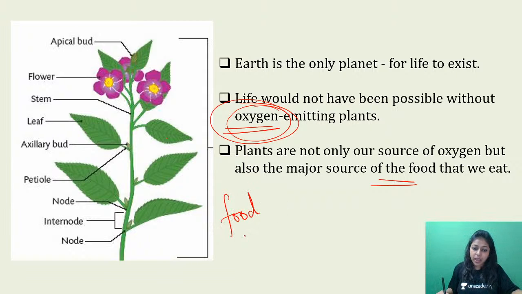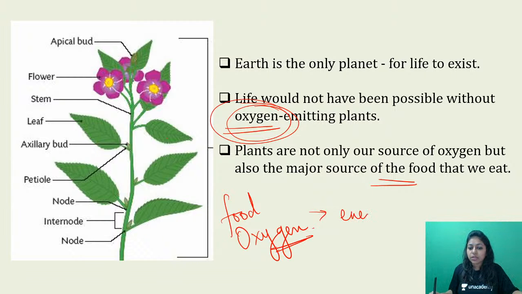That is food and oxygen, because we know that we get energy when food is broken down with the help of oxygen. So the food that we eat and the oxygen that we inhale are reacting together in the cells of your body, and then it gives you energy to survive. So we can say that plants are really important.